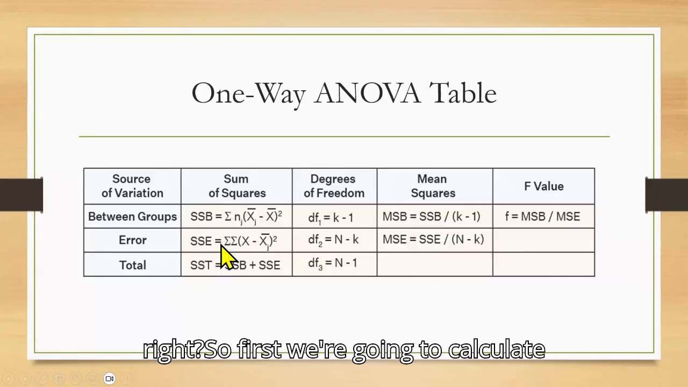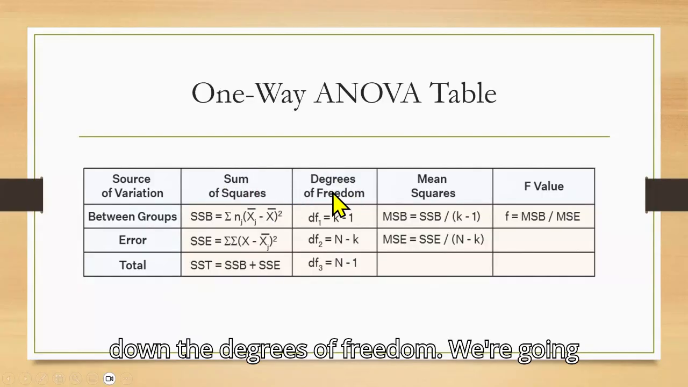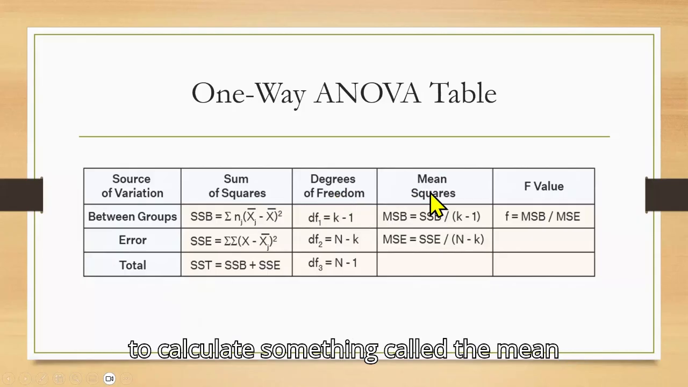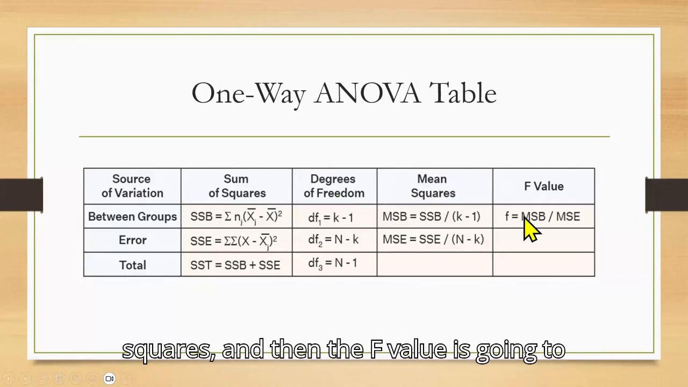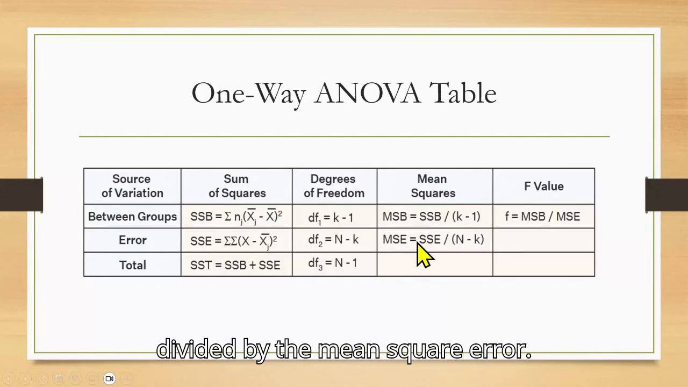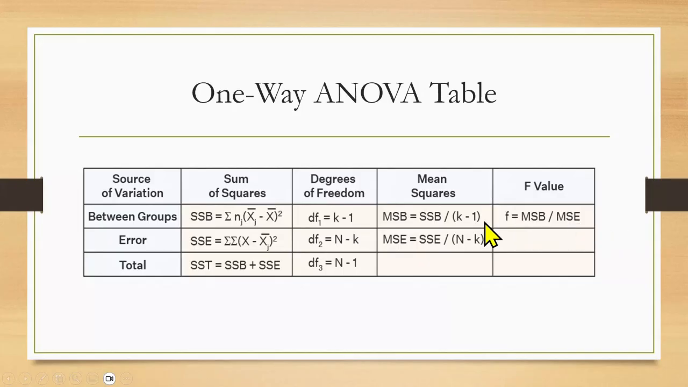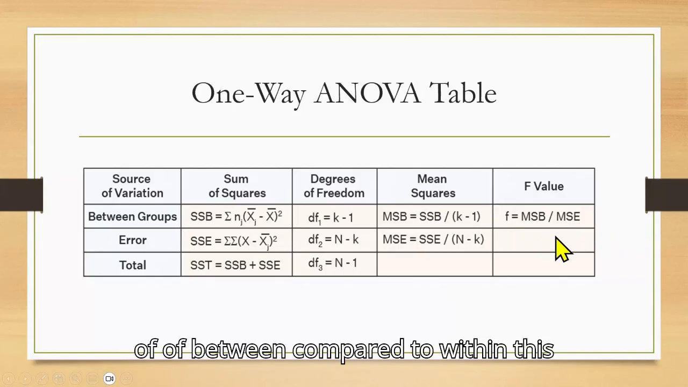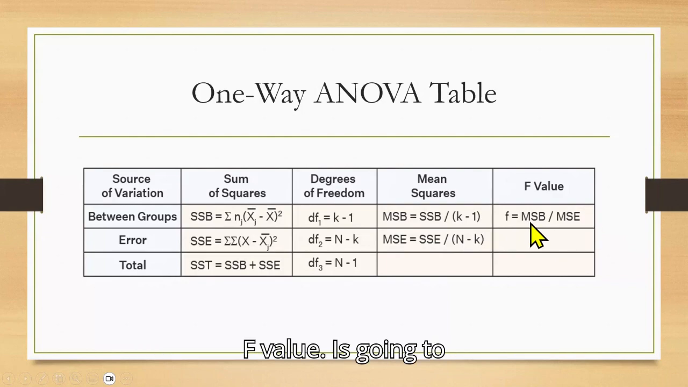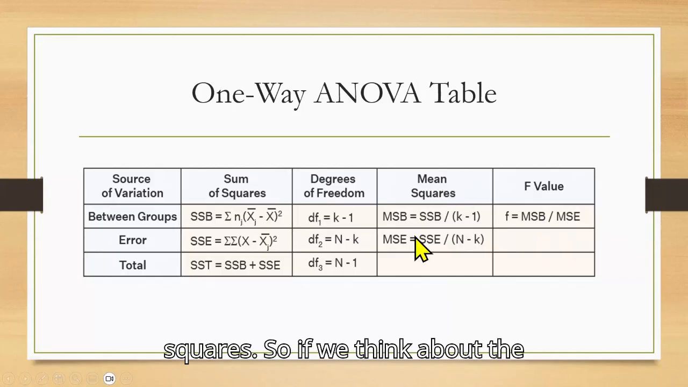All right. So first we're going to calculate the sum of squares. We're going to write down the degrees of freedom. We're going to calculate something called the mean squares. And then the F value is going to be the ratio of the mean square between divided by the mean square error. So our variance between compared to within, this F value, is going to be the ratio of these mean squares.